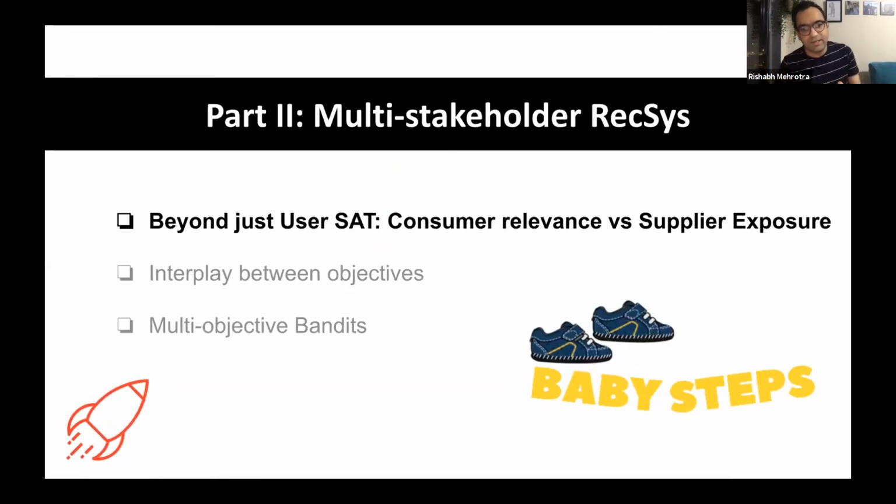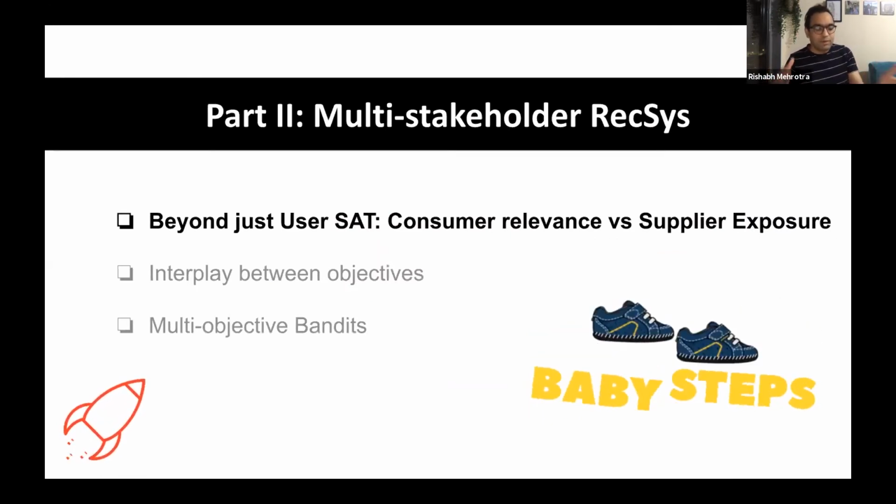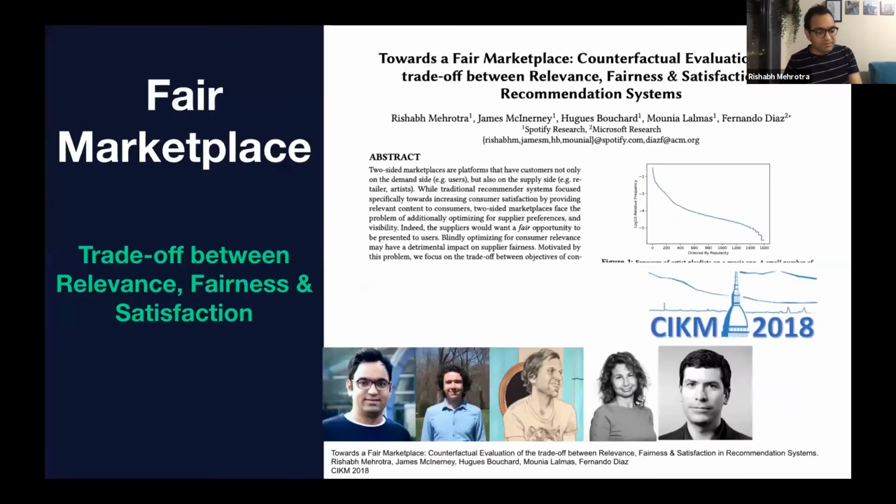Let's take a small step, right? When I say multi-stakeholder, multi-objective models, let's just go from 1 to 2. Let's take baby steps and then expand on that and build more. So in the first few slides, we're going to talk about this paper we had at CIKM in 2018, which was towards a fair marketplace. How do we trade off user relevance with exposure of suppliers, so the artists, and then what's the impact on user satisfaction? I know fairness could be a very heavy, loaded term.